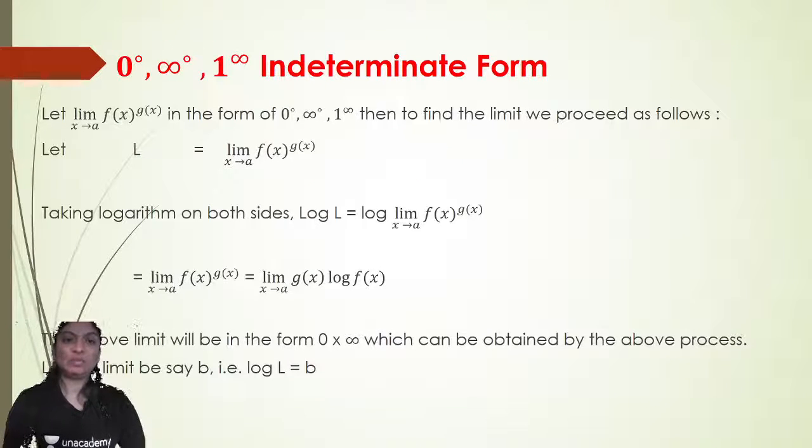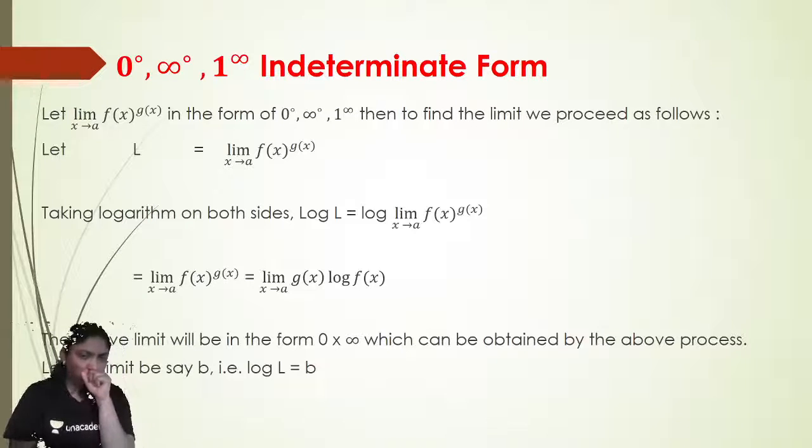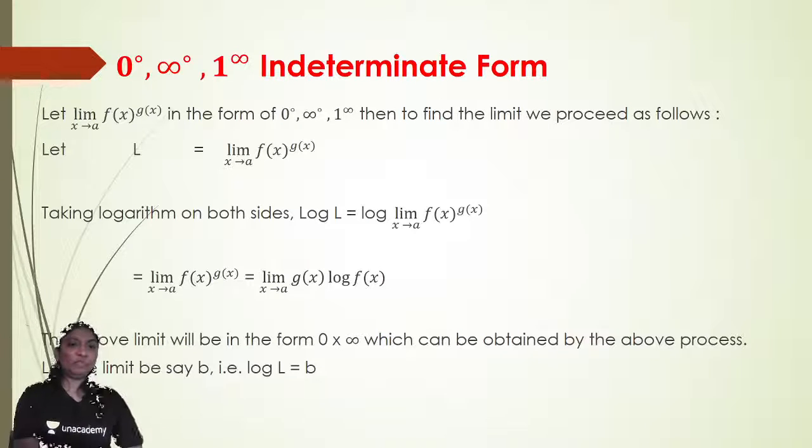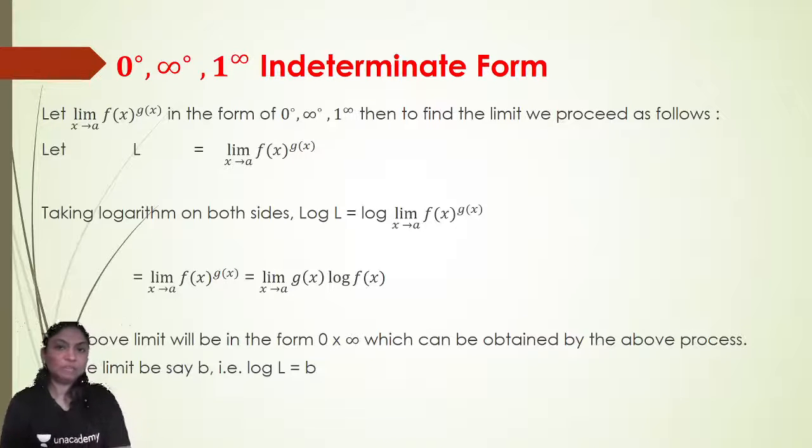Now the next form is 0 raised to 0, or infinity raised to 0, or 1 raised to infinity indeterminate form. So in that case, what we will do, limit as x tends to a, f of x raised to g of x in the form of 0 raised to infinity or infinity raised to 0 or 1 raised to infinity. Then to find the limit, we proceed as follows.